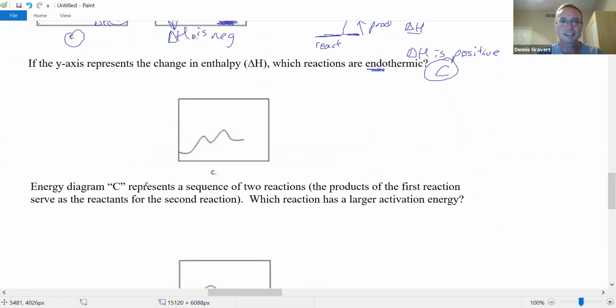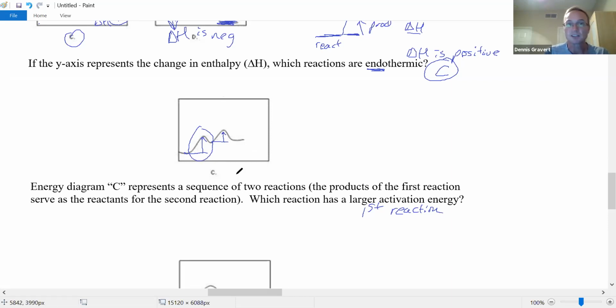Here's C again. Energy diagram C represents a sequence of two reactions. The products of the first reaction serve as the reactants of the second. Yeah, we just kind of went over that, sorry. Which reaction has a larger activation energy? Okay, so starting here and going to there has that much activation energy. Starting here and going to there has less. The first reaction has a larger activation energy.